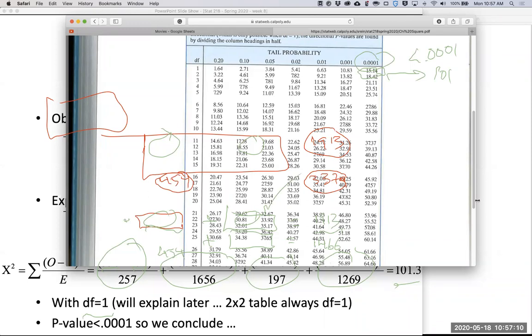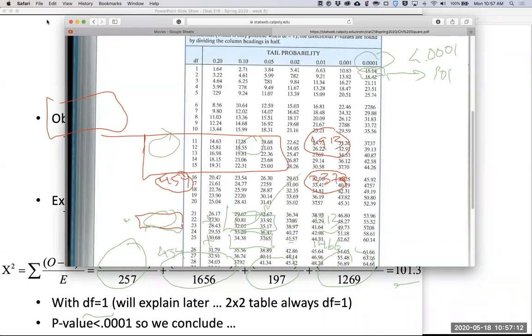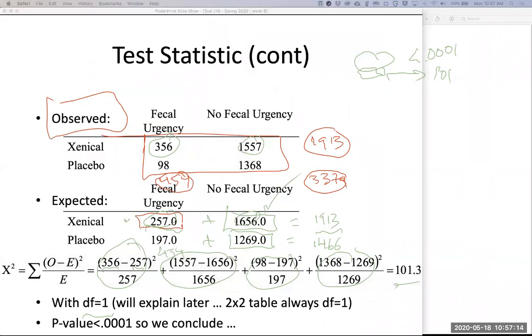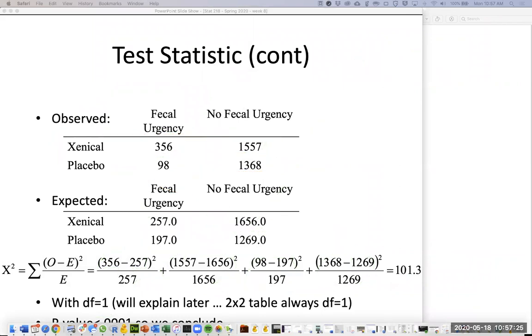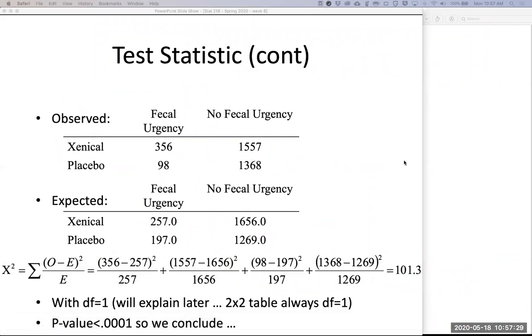Okay, so what can we conclude? If our p-value is tiny like this, less than 0.0001, I would conclude that there is indeed a relationship, that the rate of fecal urgency is different between our 2 groups, the Xenical taking and the placebo taking groups.